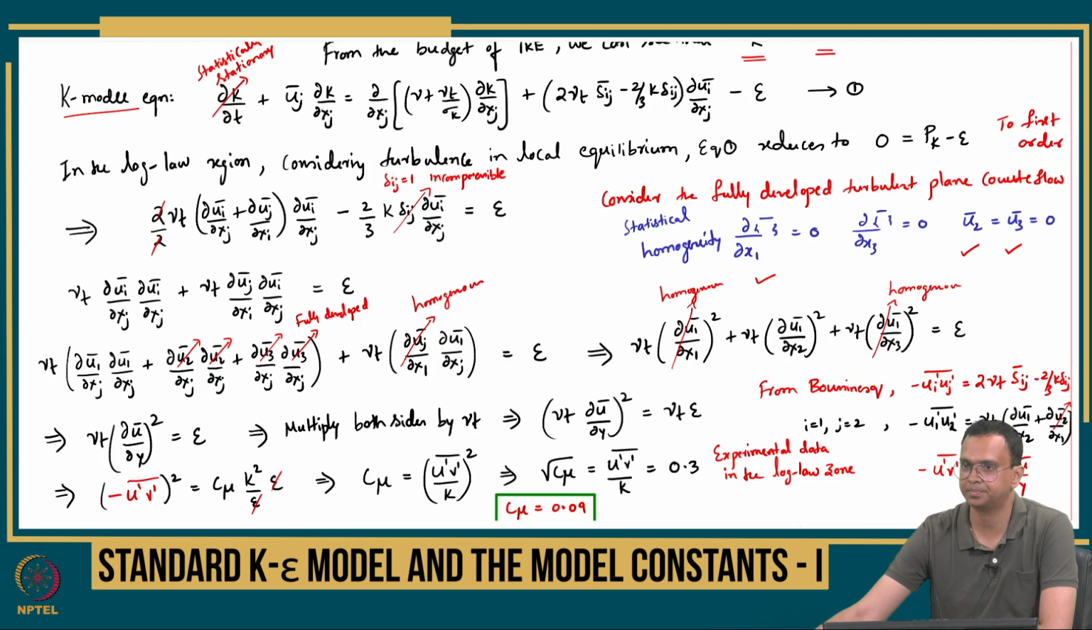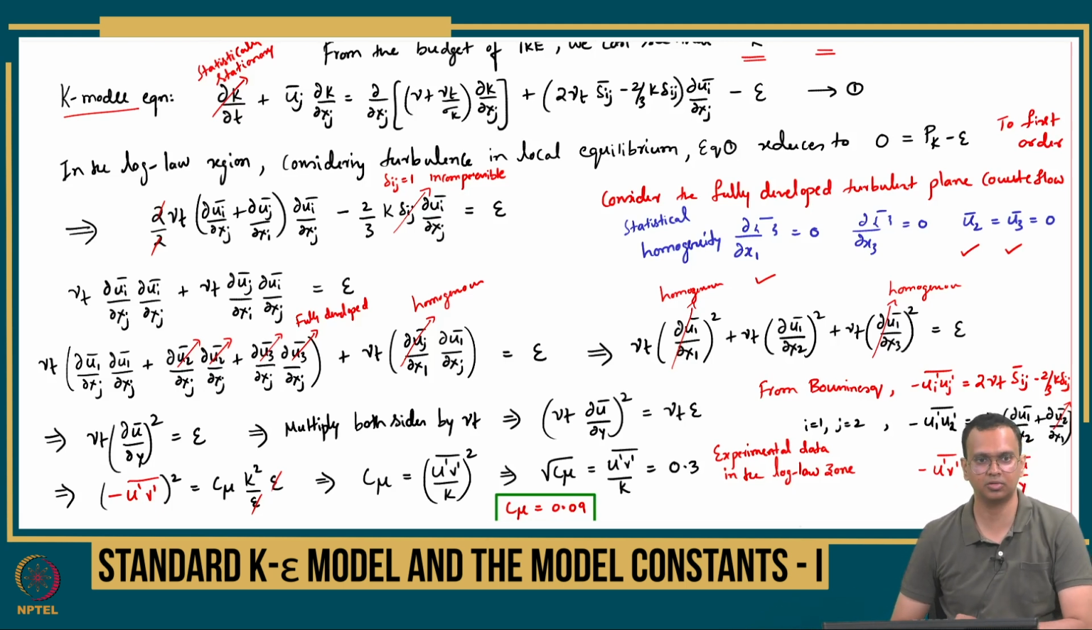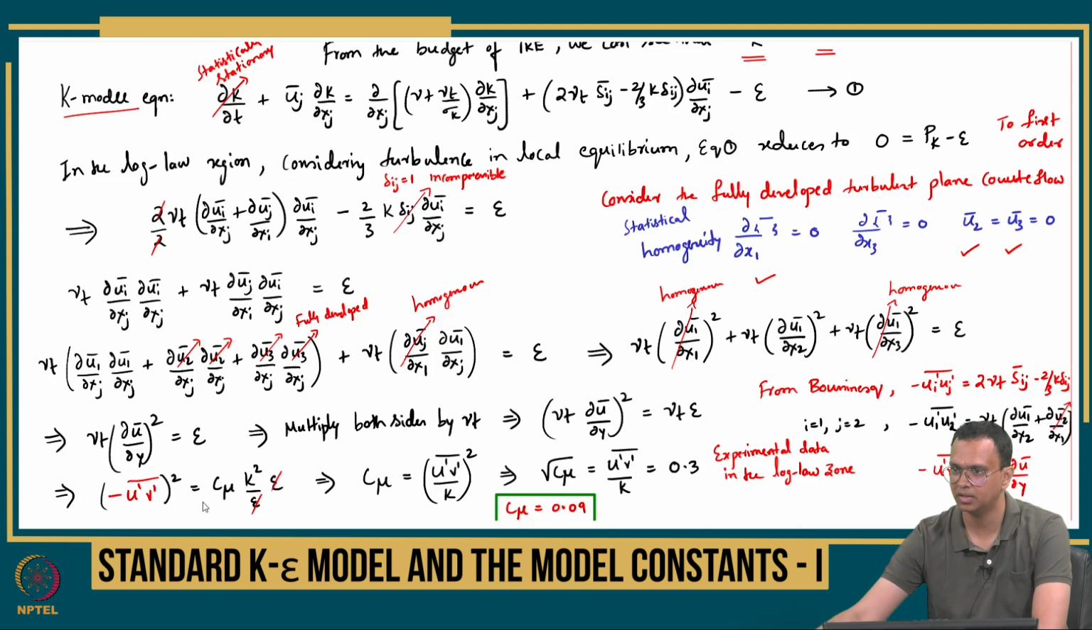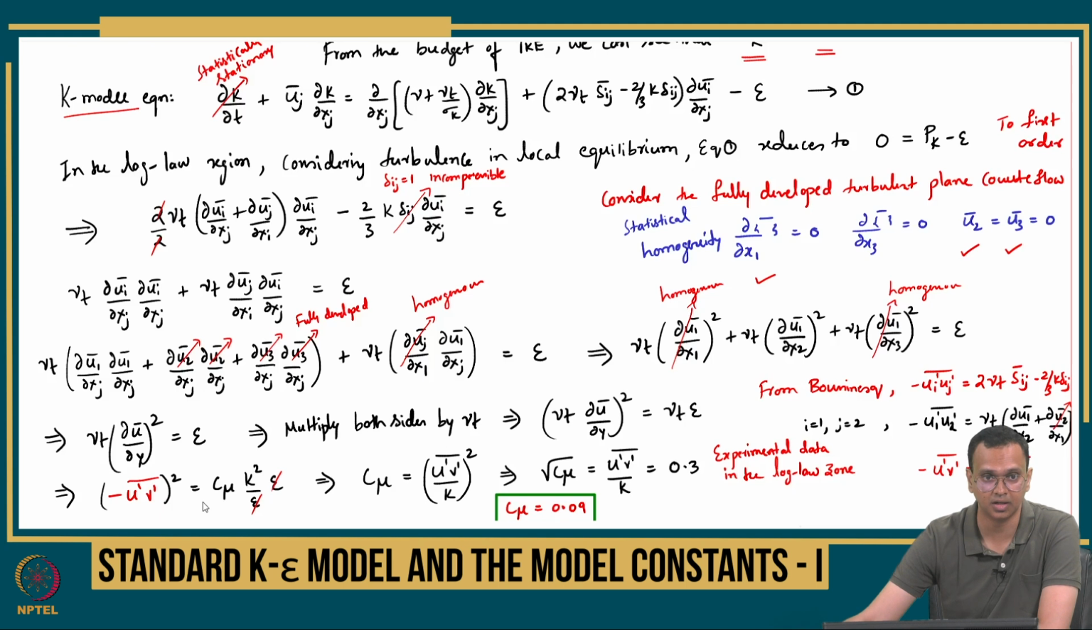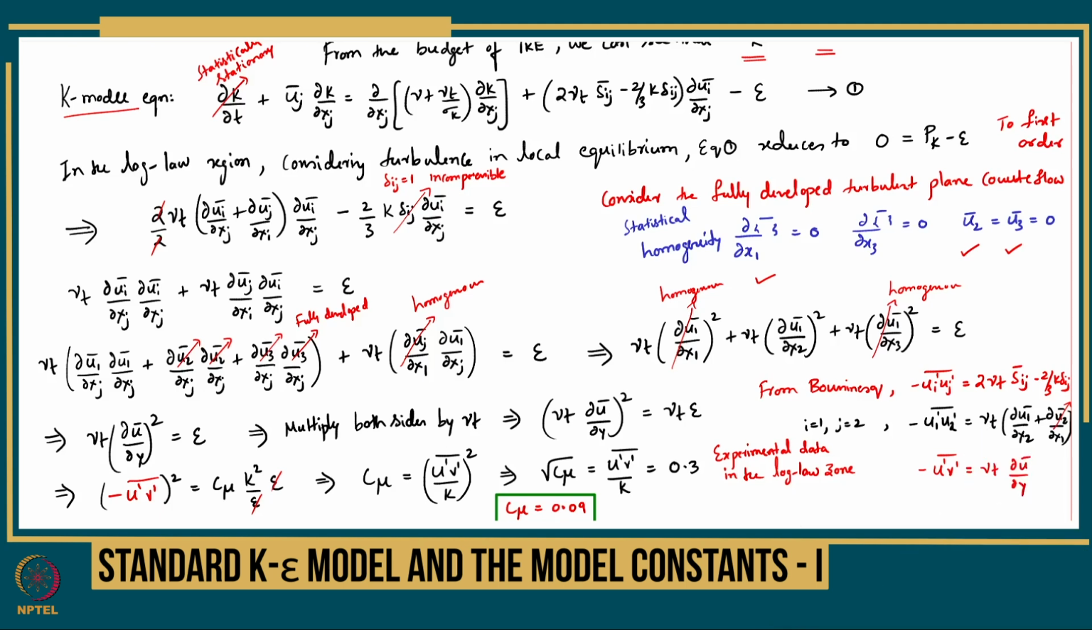This is the model constant that you will see in the literature. Those who have perhaps used this would know that the C mu value is 0.09 for all the K epsilon models, and this is how this value has arrived, one of the constants, and we still have 4 more constants to go. So we have another constant that we will look at today.